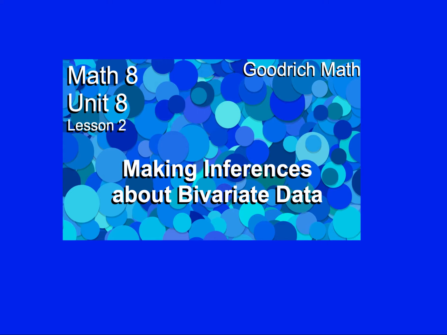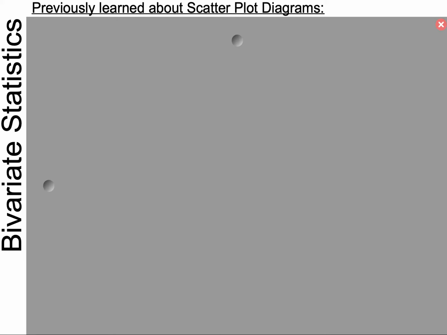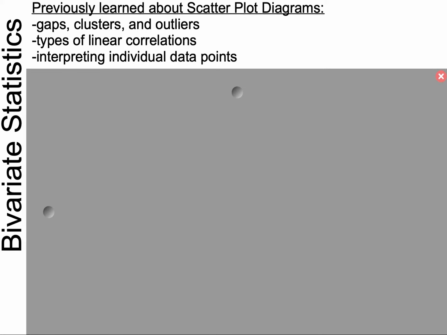Math 8, Unit 8, Lesson 2, making inferences about bivariate data. What we previously learned in Lesson 1 was some vocabulary: gaps, clusters, outliers. We even talked about what might cause those in different situations. Types of linear correlations, your positive and your negative, and interpreting individual data points, which we did a little bit of as well.